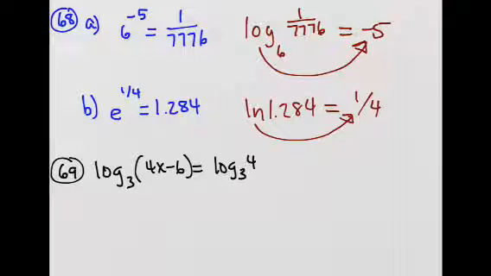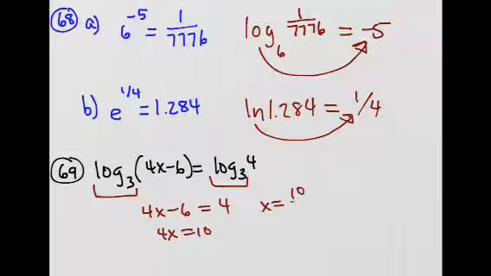You're solving for x, so remember the property says that if the base of the logs is the same, then you equate the arguments. So 4x minus 6 equals 4, and then solve for x. So that's 4x, add 6 to both sides, that gives you 10. Divide by 4, that gives you x equals 10 over 4, which can be reduced to 5/2.